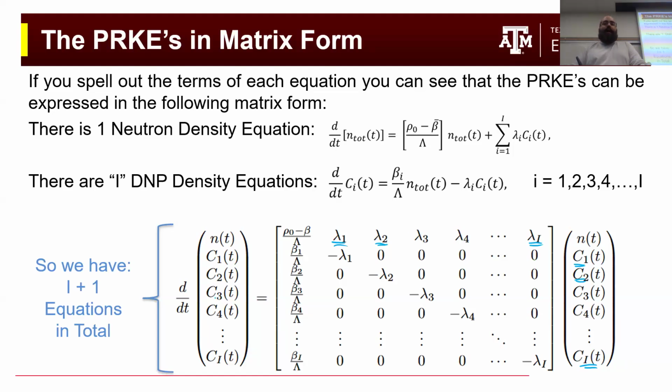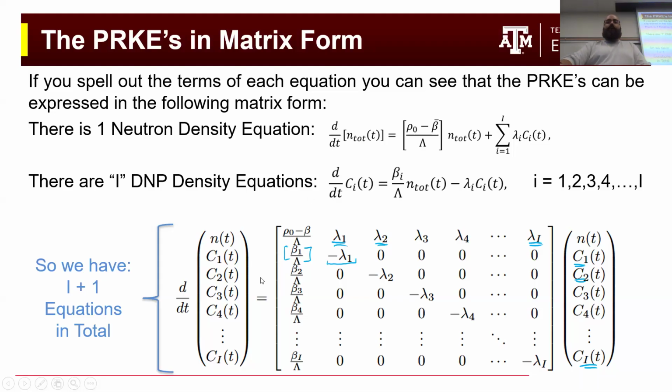And then I have capital I numbers of precursor density equations. So this line right here corresponds to my density equation for group 1. So I've got a C1, I've got the derivative of C1 with respect to time. I've got a beta 1 over big lambda being multiplied by the n total, which would be this guy right here. And then I am only writing I equals 1 for the first equation. So then the next term would be negative lambda 1 times C1. So I have a negative lambda 1 right here. And then every other term is zero because that is multiplied by C1, and I don't have any other terms for the C1 equation.